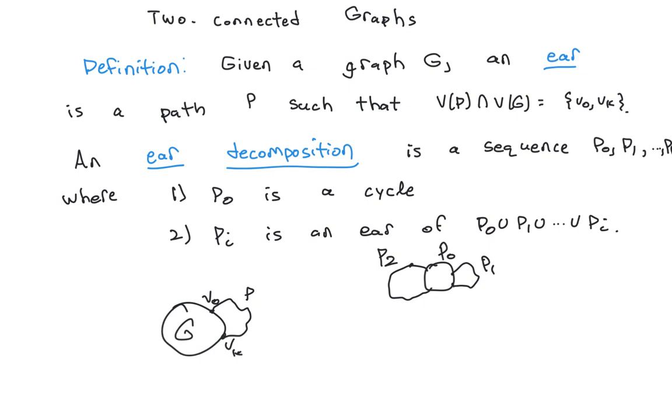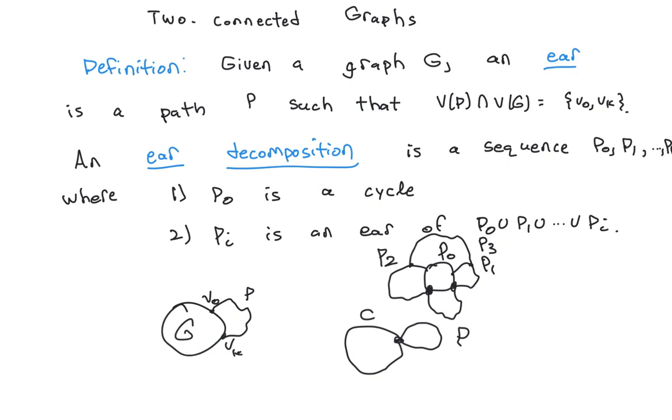What makes this kind of weird is that the ears don't have to just meet the cycle, they can meet any previous ear in the decomposition, possibly different ears. And of course, I didn't have this example, but you could also have them meet endpoints from previous ears. To point out the one special case, if you start with a cycle and you tried to add a path where both the endpoints were the same, that would not count as an ear.